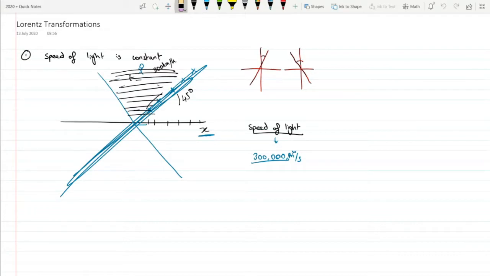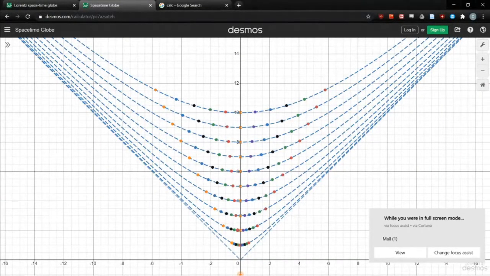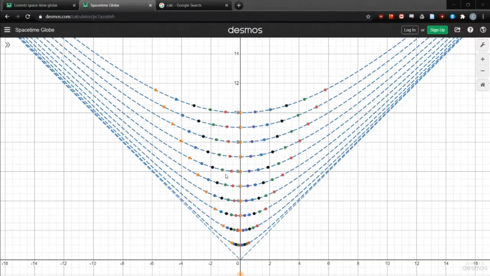And I want to start by showing you a picture, because if I can show you a picture of this Lorentz transformation, it might make it easier for you to understand and appreciate what this is. So, can everyone see my screen at the moment? Does everyone see this? I've opened up a tab on Chrome and you can see this.